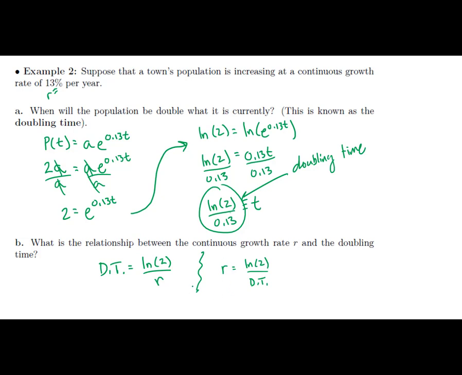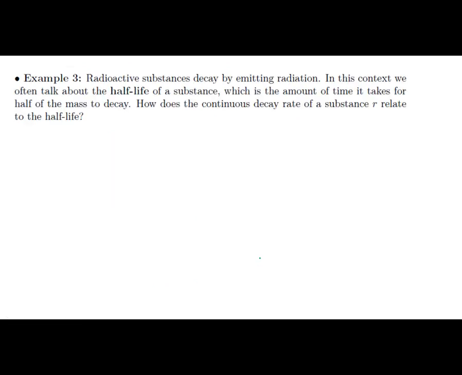So if a question asks you for the doubling time, and you know the continuous growth rate like we did right here, then you can just plug that continuous growth rate into this little formula, and that'll give you your doubling time. And alternatively, if you know your doubling time, you can get your continuous growth rate right away just by taking the natural log of 2 divided by whatever that doubling time is. All right, so those were two looks at exponential growth.